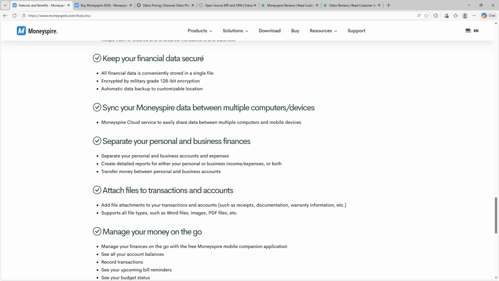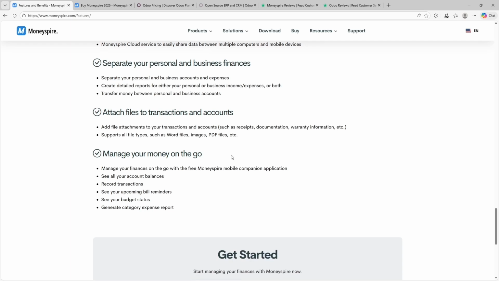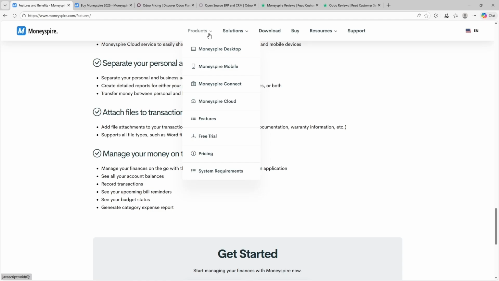The pros of Moneyspire are clear. You get full ownership of the software with no subscription pressure, predictable long-term costs, strong accounting fundamentals, and a system that doesn't constantly change its interface or pricing model. It's ideal for individuals, freelancers, small businesses, and anyone who wants dependable accounting without being locked into an ecosystem.